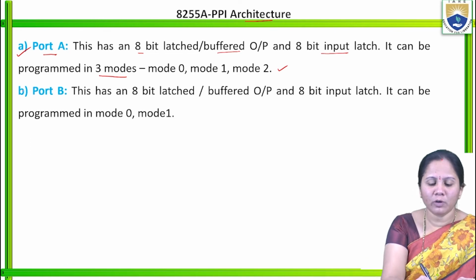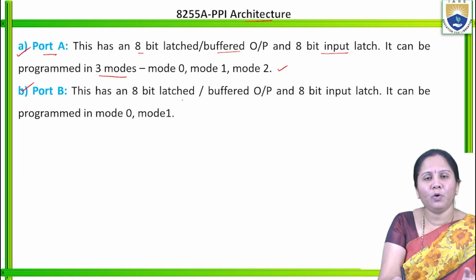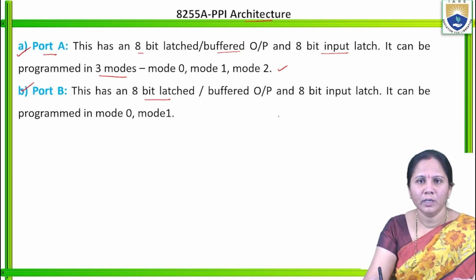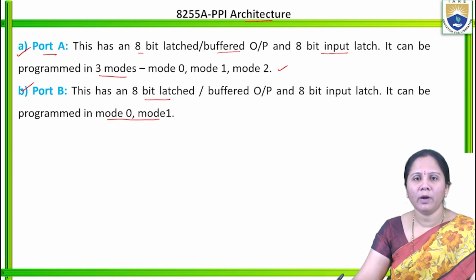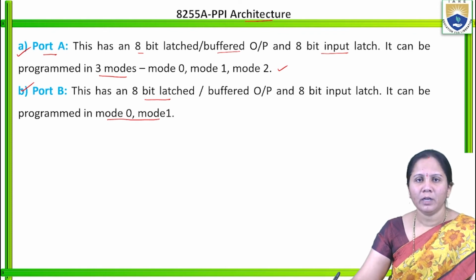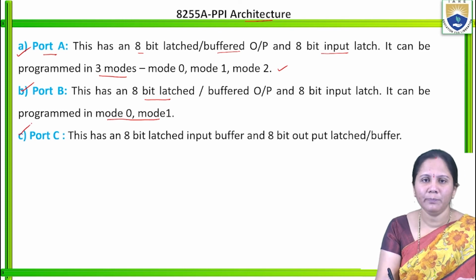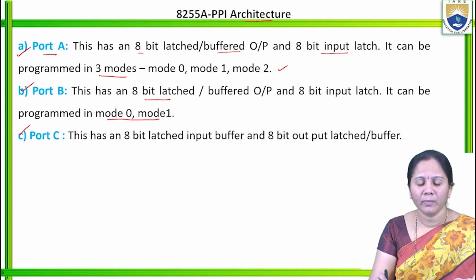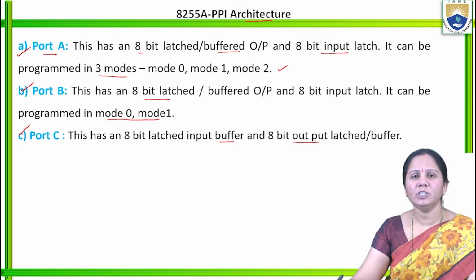And another port of 8255 is port B. This port B is also an 8-bit latched or buffered input or output port, so it can be programmed only in mode 0 and mode 1. Coming to the last port, that is port C. This port C is also 8-bit: 8-bit input buffer and 8-bit output latched buffer.